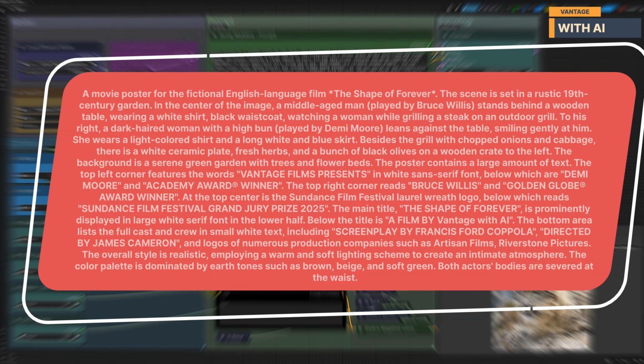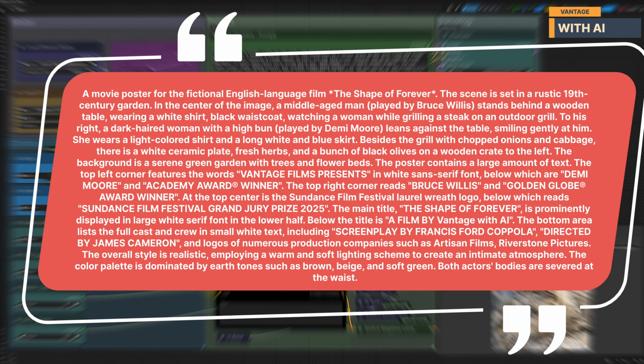A movie poster for the fictional English language film, The Shape of Forever. The scene is set in a rustic 19th century garden. In the center of the image, a middle-aged man, played by Bruce Willis, stands behind a wooden table, wearing a white shirt, black waistcoat, watching a woman while grilling a steak on an outdoor grill. To his right, a dark-haired woman with a high bun, played by Demi Moore, leans against the table, smiling gently at him. She wears a light-colored shirt and a long white and blue skirt.